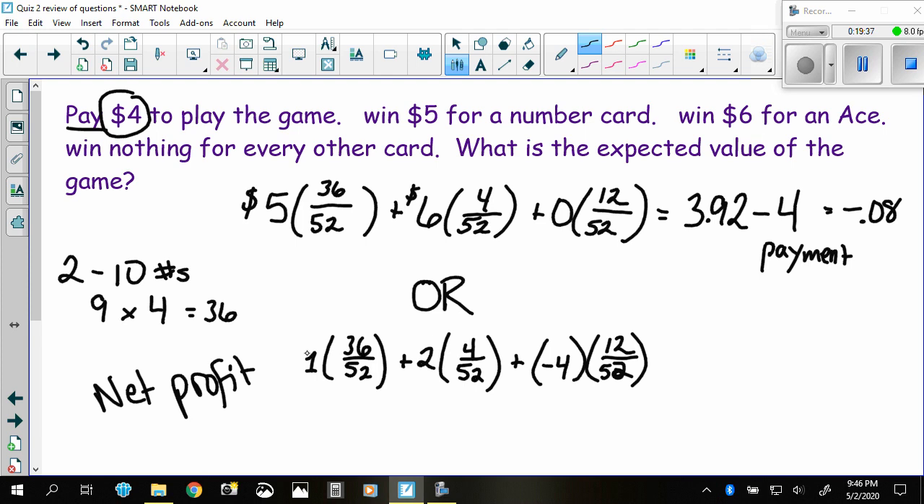You could earn $2 or $1 above what you had to pay. So if you do it this way, where you're talking net profit, when you do the multiplication, you end up with negative 0.08 without doing any subtraction at the end. So again, you can look at it by the winnings, or you can go ahead and do net profit and do that subtraction of the $4 first. Here, this $4 is subtracted from the expected value.